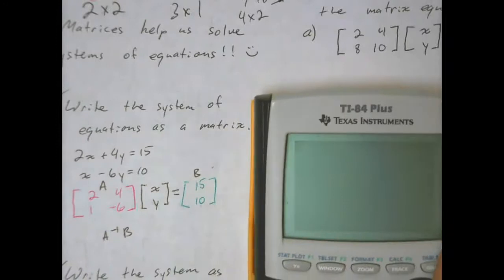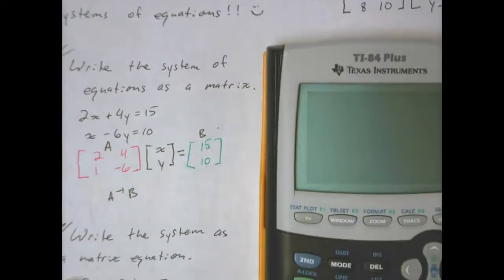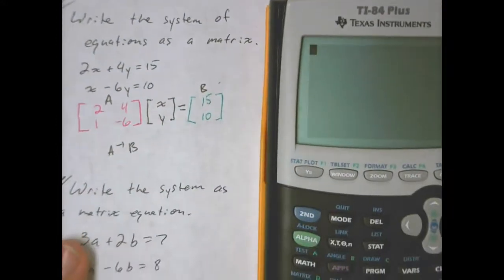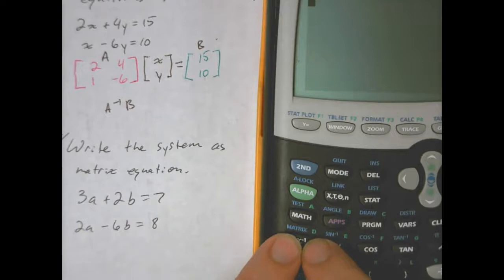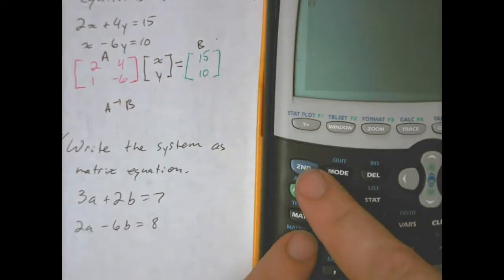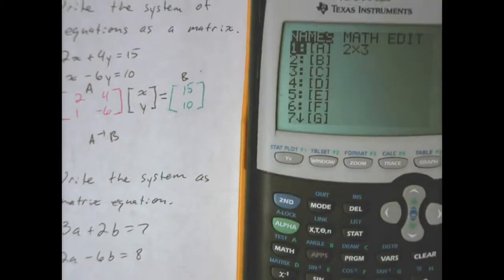Here's how this is going to work. Ignore anything else I have on my paper. You are going to go to the matrix menu. Matrix is right above your -1 symbol. See it right there in blue? If I choose second matrix, it takes me to this screen. We want to edit. We have an A and B matrix, so I will choose edit.